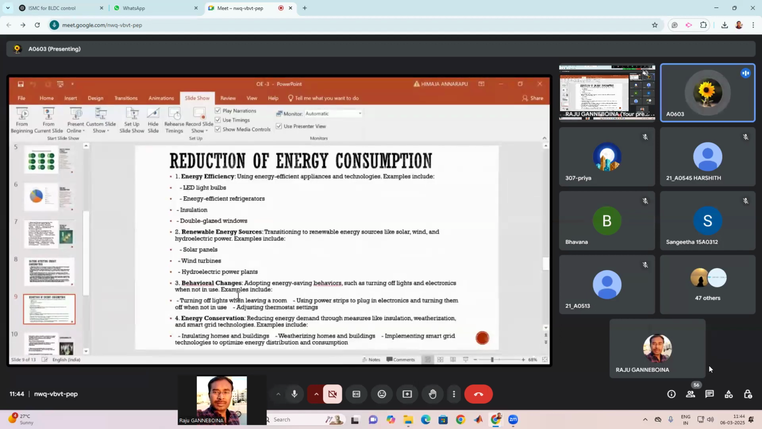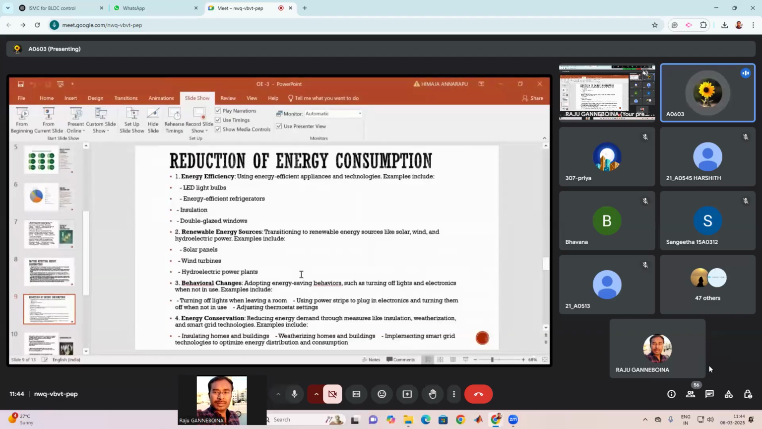Behavioral changes, as I said in the last slide, turning off lights, electronics, etc., and turning off lights when leaving a room. This is the main thing which we have to do to reduce energy consumption as a person, as an individual. We can do this very easily.